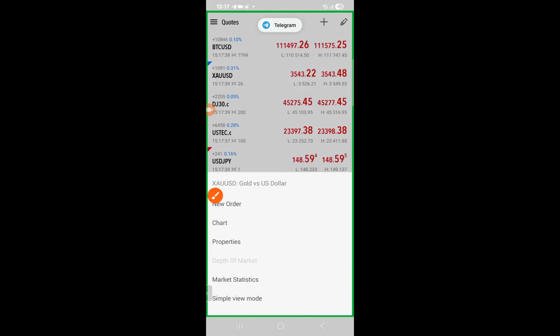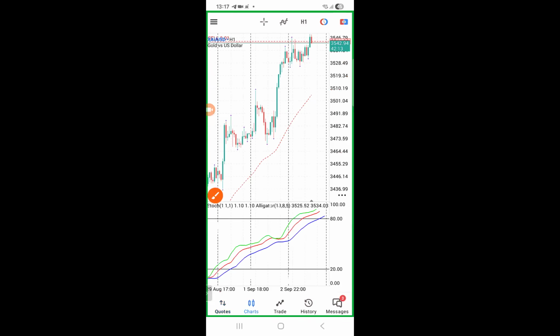Okay. Look at the chart here. There is the chart. All right, so I click on the chart, and it pops up to show me the chart. Now it's showing a 1 hour time frame. I'm going to change it to like 15 minutes or 5 minutes.